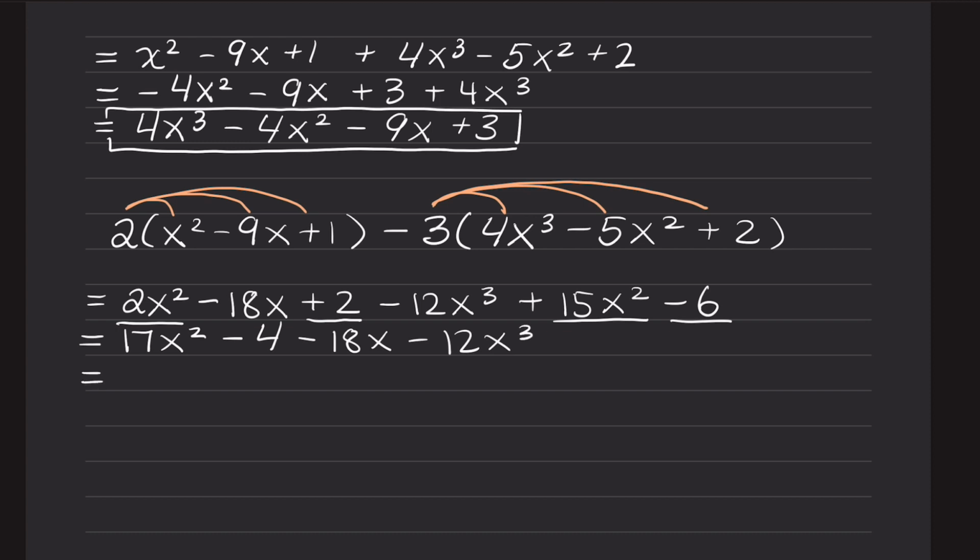And now I'm just going to sort them by highest degree to lowest degree with my terms. So I have a minus 12x cubed plus 17x squared minus 18x, and then a minus 4. Okay.